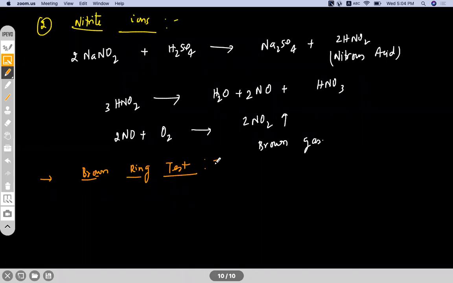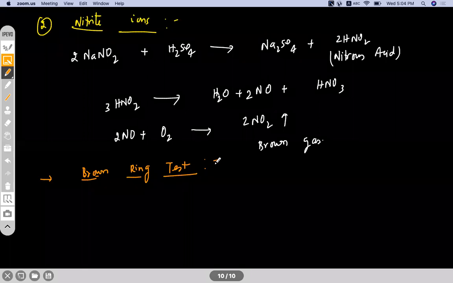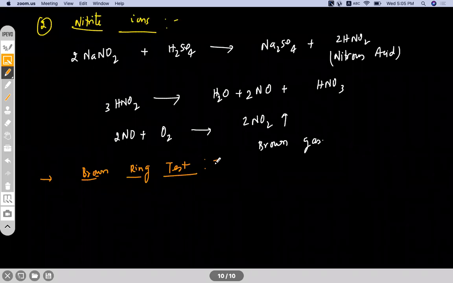In water extract, freshly prepared iron sulfate, FeSO4, is added. Right? A small amount of dilute H2SO4 is also added in the test tube. Comma, a brown ring forms at the junction.